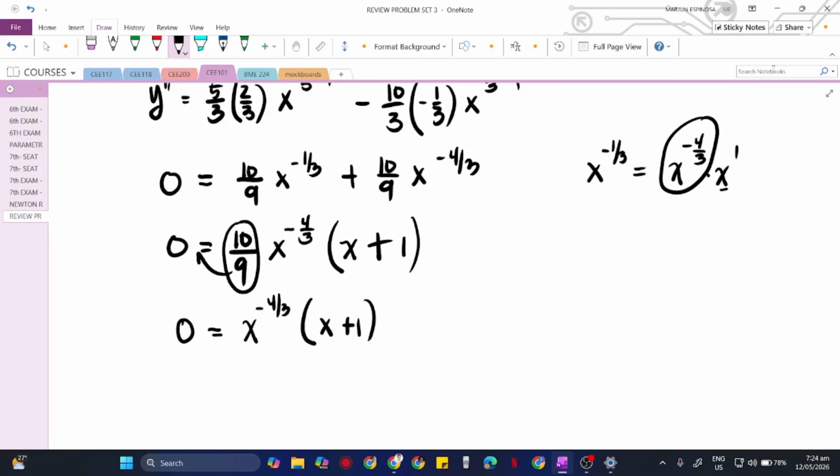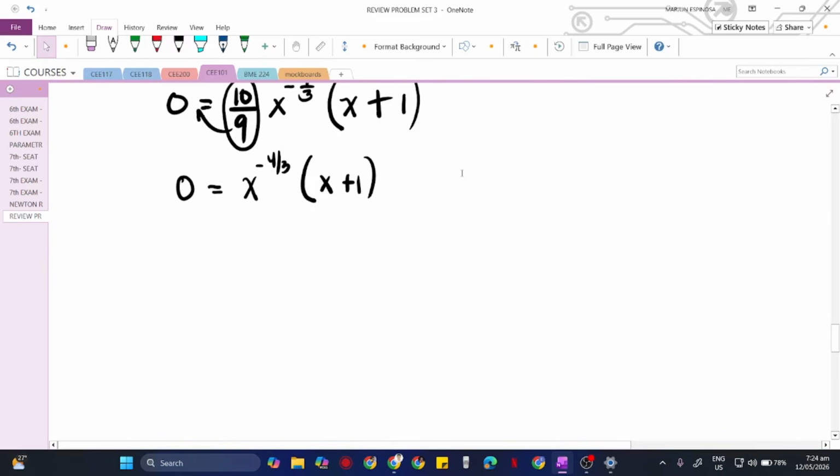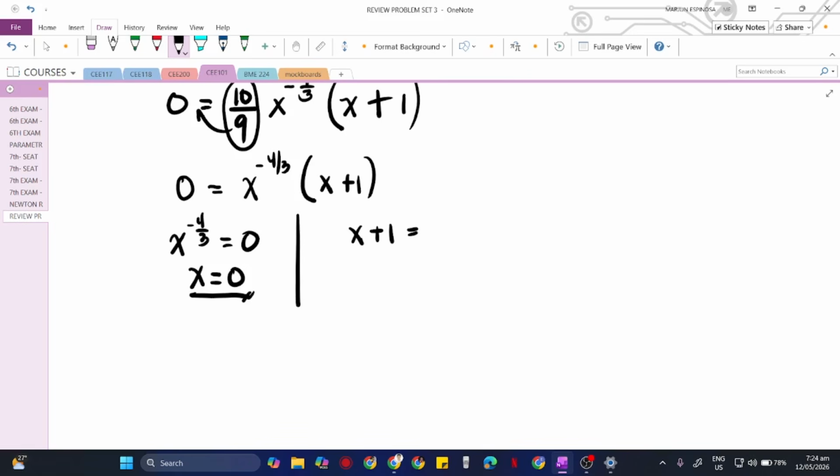So, kukunin lang natin yung roots. Definition ng roots, diba? That is the values of x that will make our function 0. So, we have here x raised to the power of negative 4/3. Equate natin sa 0. Therefore, obviously, x is equivalent to 0. And then, for the next one, we have here x plus 1. Equate natin sa 0. Therefore, yung x natin would be negative 1. So, these are our points, no?